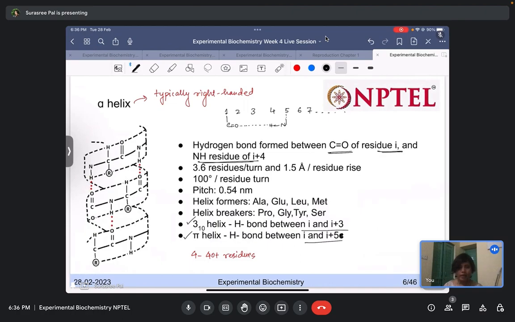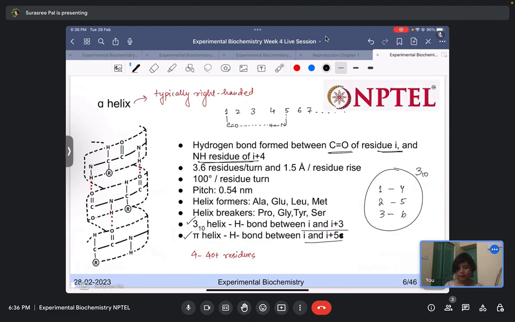So a 3-10 helix is where hydrogen bond is formed between residue I and I plus 3. So if there is a hydrogen bond, it should be between residue 1 and 4. In case of the 3-10 helix, between 2 and 5, sorry, 3 and 6, like that. Okay, so this is for a 3-10 helix.